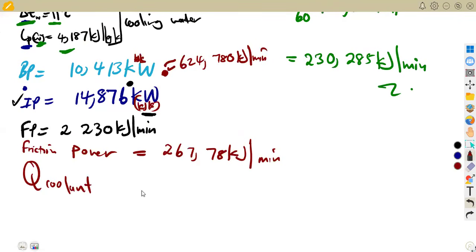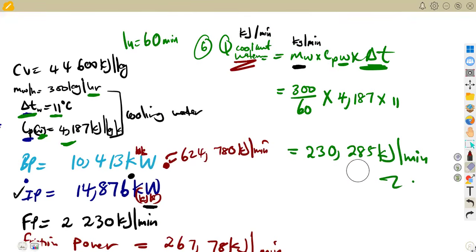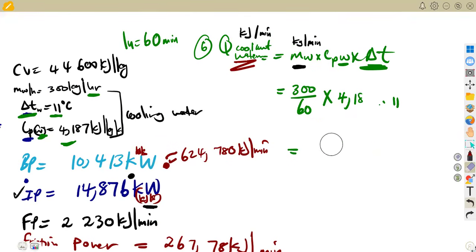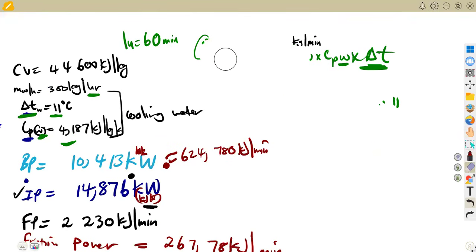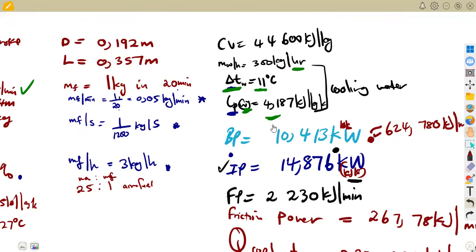I'm just writing this aside because I need to erase, guys. If I use a lot of space, this board tends to misbehave, and I end up losing important values because of the misbehaving of these online boards that we are using. Anyways, let's see. That was for the coolant.